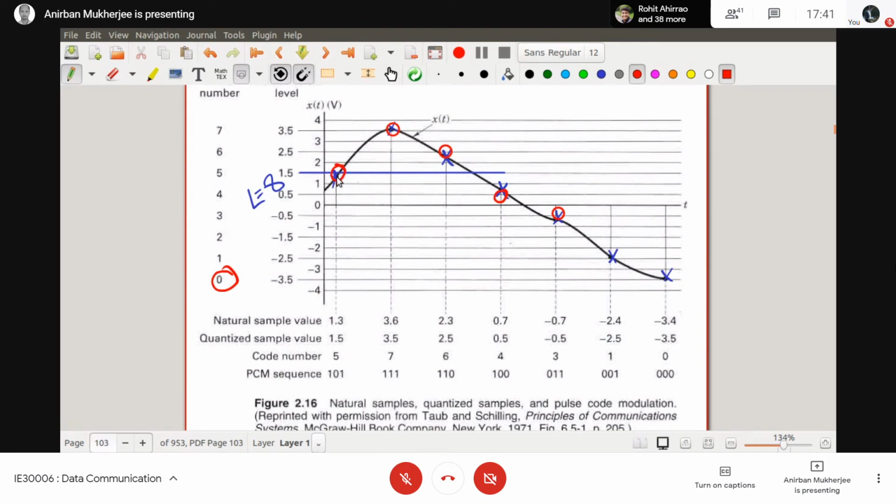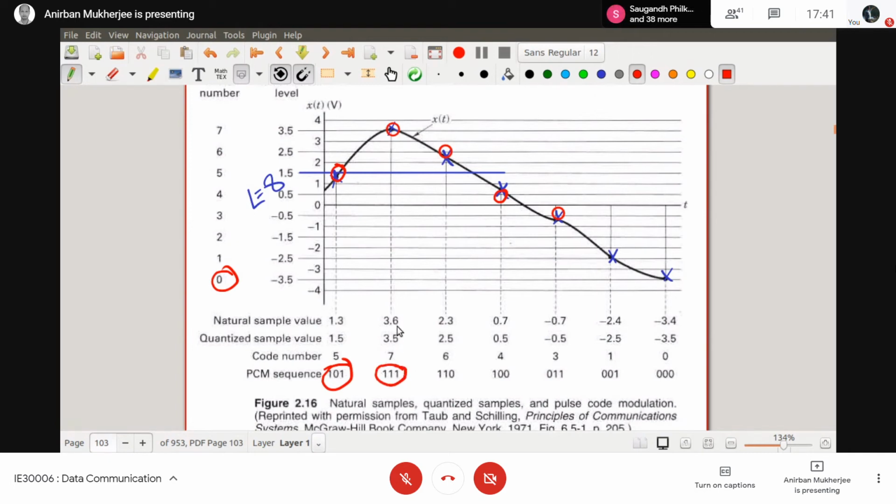So this code number is 5. I will represent 5 as, say, I have 8 different code numbers, so I can represent it by 3 bits. So what I will do, 5 is 101. Now the next one is 7. 7 I will send as 111.